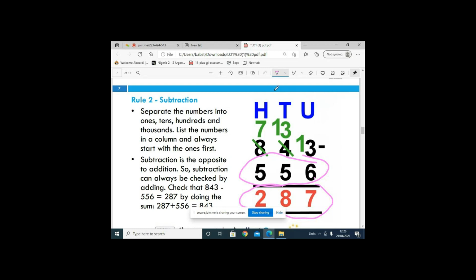So let's add them together now. You will see 556 and 287. So you add them together. 6 plus 7, that's 13. You write 3 here. You keep 1 here. 1 plus 5 is 6. 6 plus 8 is 14. You write this here. You keep the 1, the 10 is there. 1 plus 5 is 6. Then 6 plus 2 is 8. Can you see? It's 843. So you can use addition to check your answer. Maybe you are actually right.